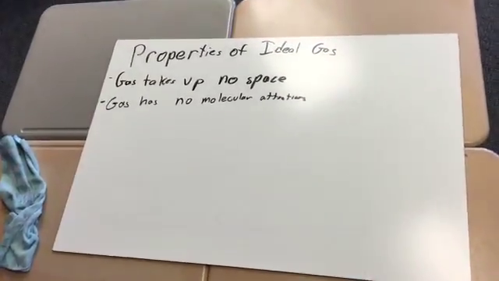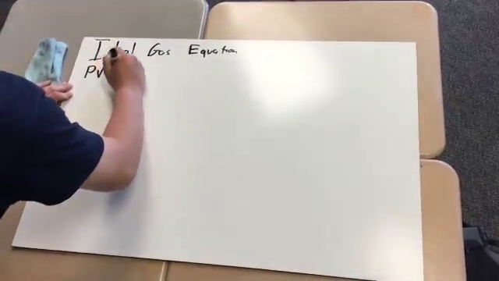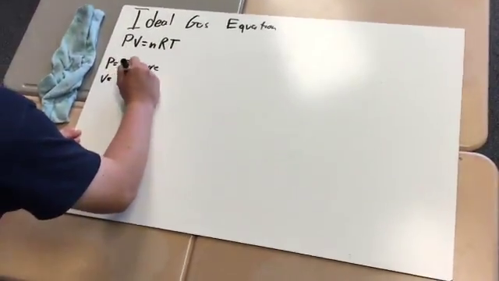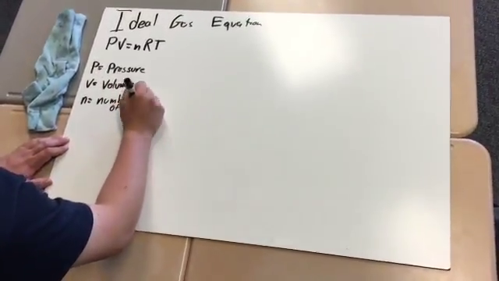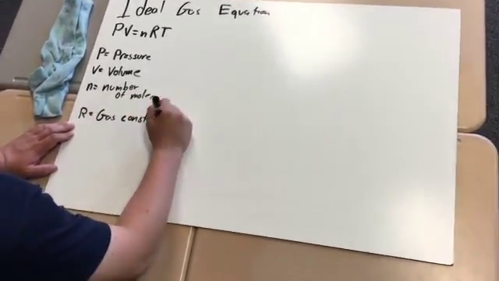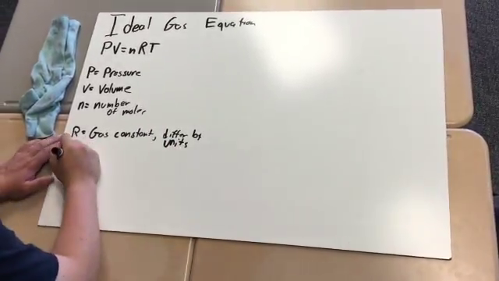With these characteristics in mind, we can use a general equation for any gas as long as the gas exhibits ideal gas behavior. So the equation for an ideal gas is PV equals nRT, where P equals pressure, V equals volume, n equals moles, R is a gas constant depending on what units you have, and T stands for temperature.